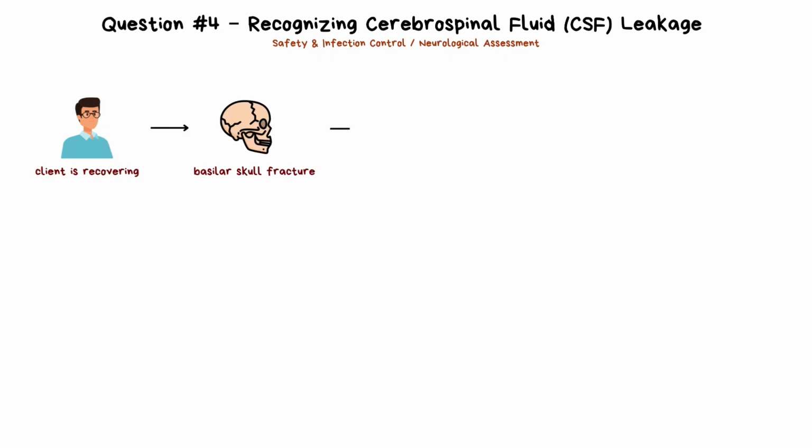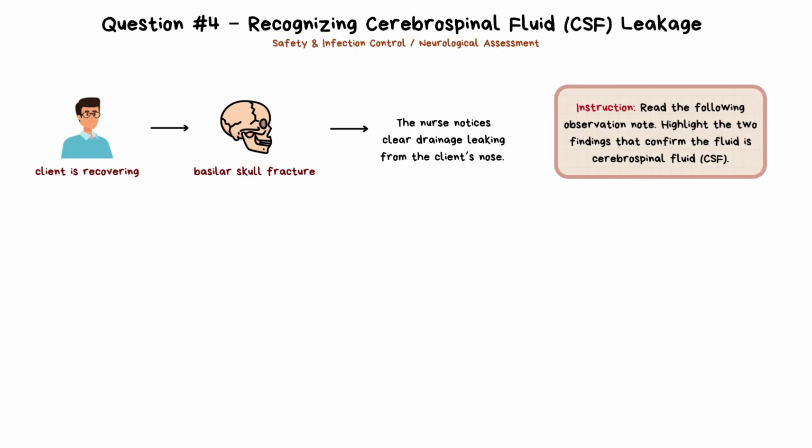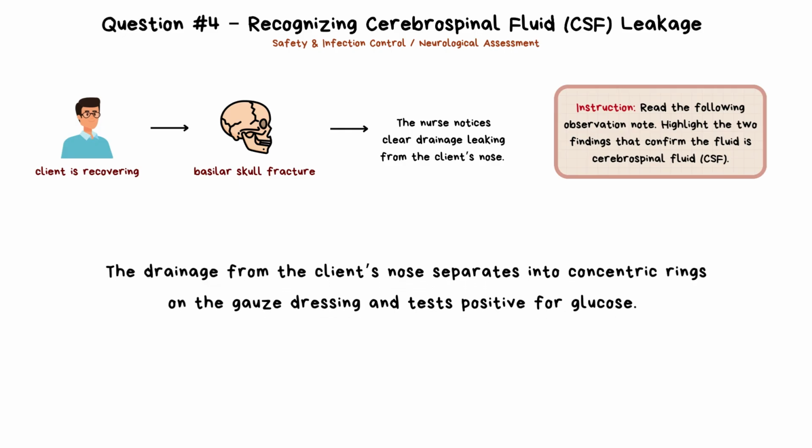Here's a highlight the text type question on recognizing cerebrospinal fluid leakage in a neuro patient. A client is recovering from a basilar skull fracture, and the nurse notices clear drainage leaking from the nose. You read the observation note and need to highlight the 2 findings that confirm the fluid is cerebrospinal fluid, or CSF. The note says, the drainage from the client's nose separates into concentric rings on the gauze dressing and tests positive for glucose. So, which phrases confirm that this is cerebrospinal fluid?